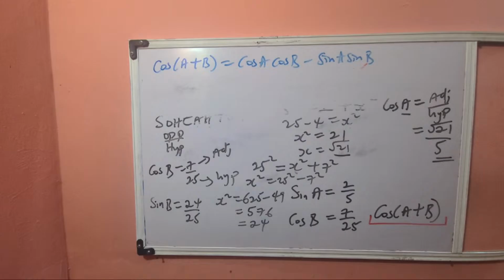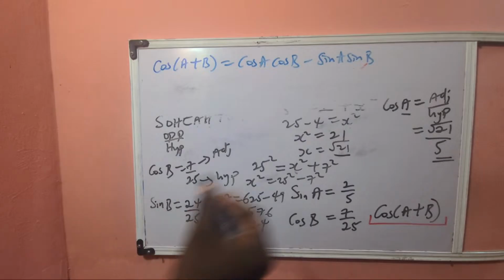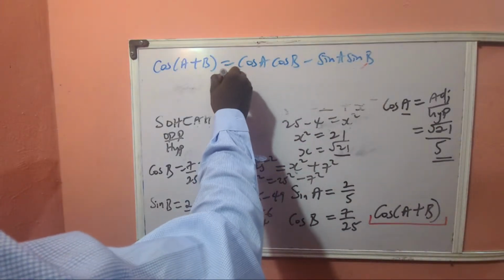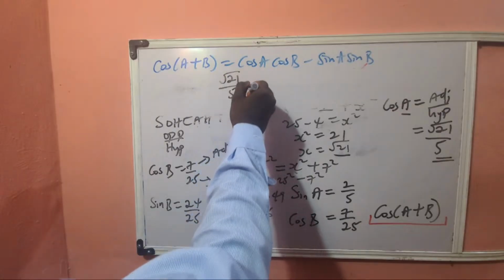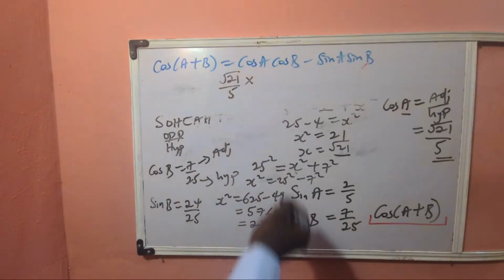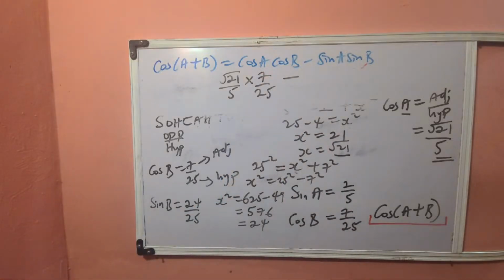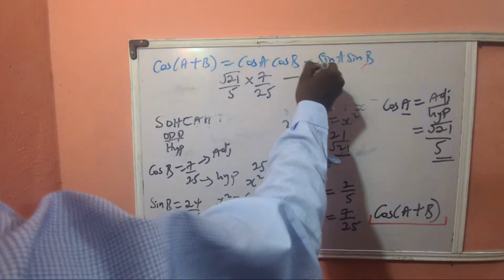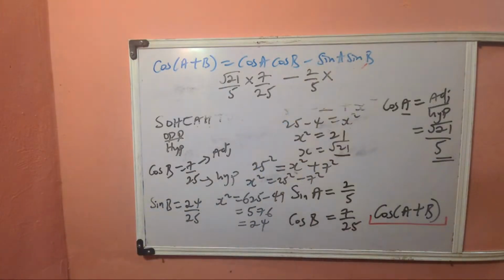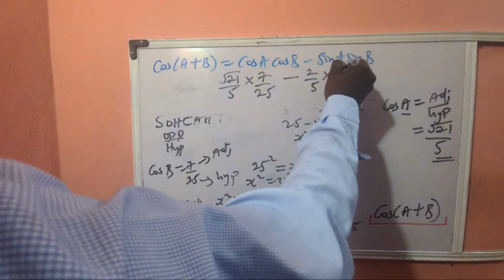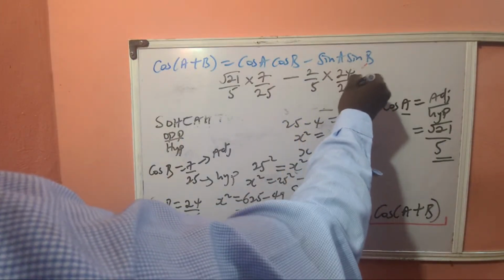So our cos A, we have square root of 21 over 5 multiplied by our cos B, 7 over 25 minus, what was our sine A? 2 over 5 times what was our sine B? 24 over 25.